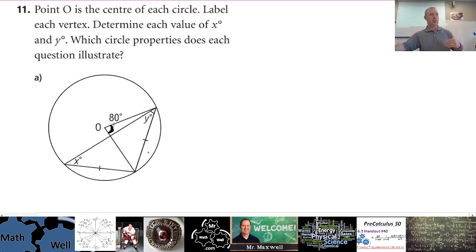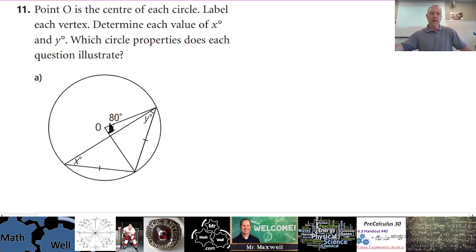You have to use the properties that we've been using to determine, okay, this law or this theorem, this property states, so now I know that this is true. That's what you're looking at. Don't look at it and say, oh, x looks like 40 degrees, no problem. Don't do that.